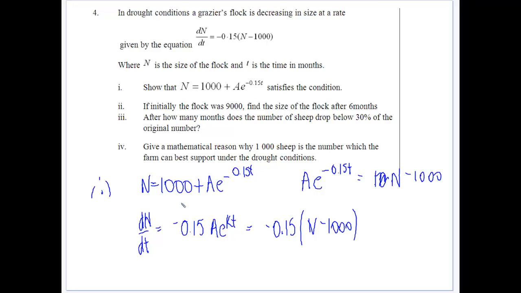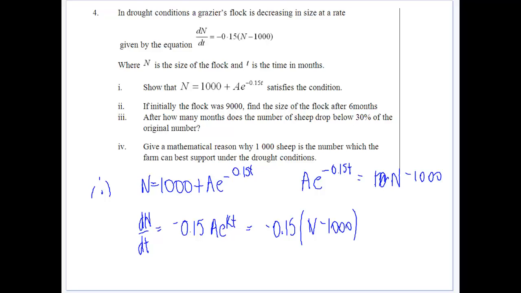Well, we do the same thing. We differentiate N with respect to t. The 1,000 goes, and we get minus 0.15 a e to the kt. But we know a e to the kt there was N minus 1,000. And so we were able to get to our expression because we can do the substitution. So again, we can show that expression very easily.